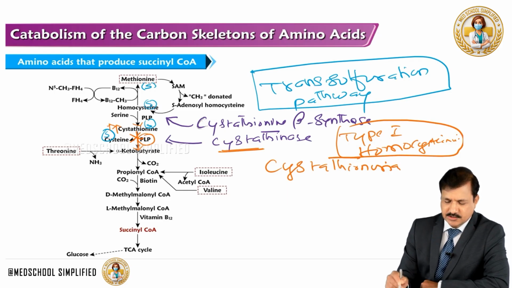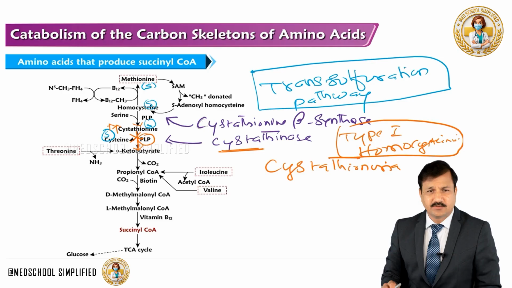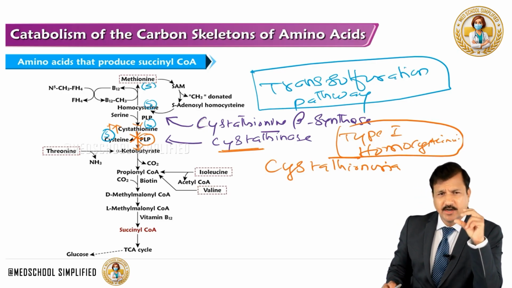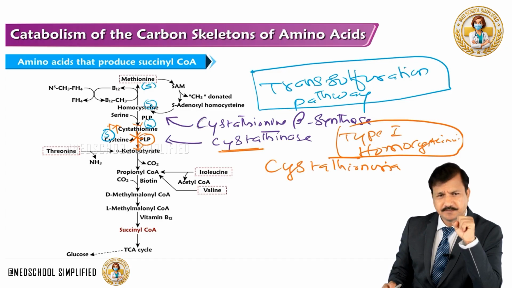So these are the two disorders in the trans-sulfuration pathway. I told you what the trans-sulfuration pathway is. So two important enzymes in terms of clinical application: one is conversion of homocysteine into cystathionine, cystathionine beta synthase enzyme, leading to type 1 homocysteinemia. The other is conversion of cystathionine into alpha-ketobutyrate and cysteine; deficiency of cystathionase enzyme leads to cystathionuria.